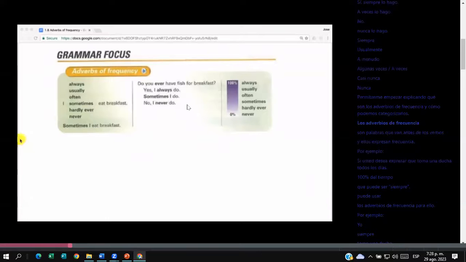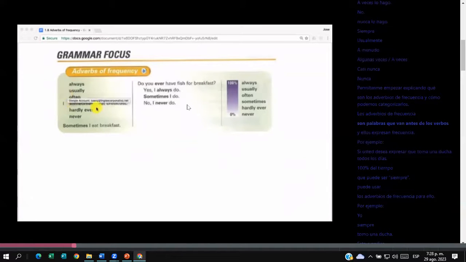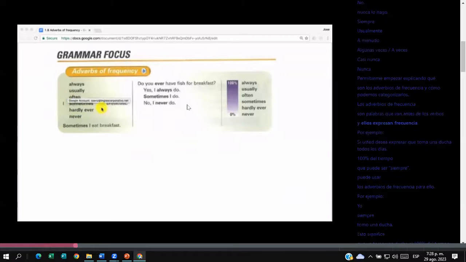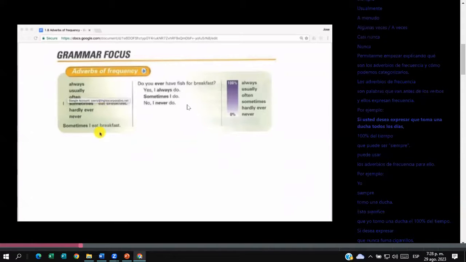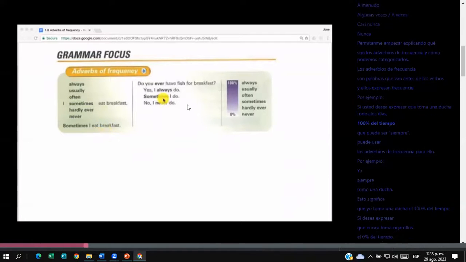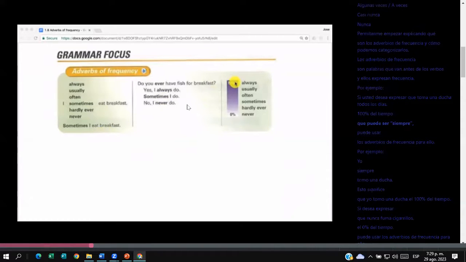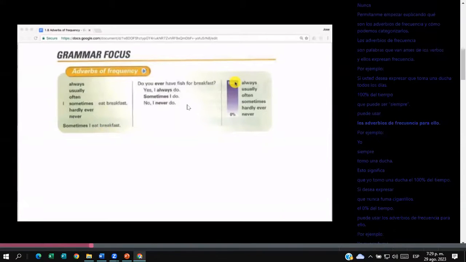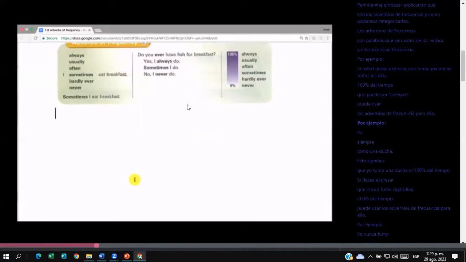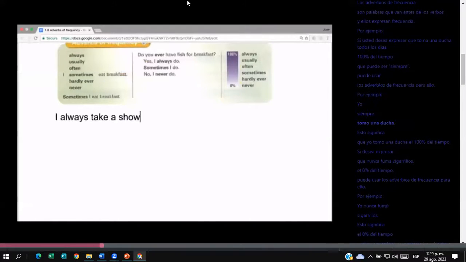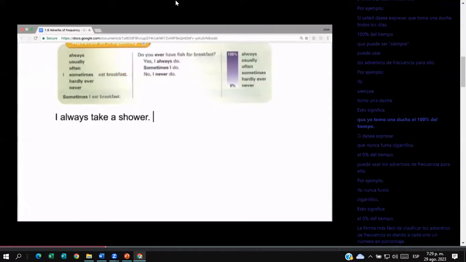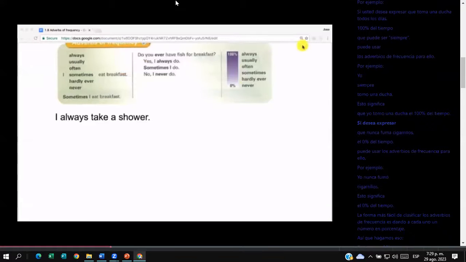Adverbs of frequency are words that come before the verbs, and they express frequency. For example, if you would like to express that you take a shower every day, 100% of the time, that will be always, you can use adverbs of frequency for that. For example, I always take a shower. This means I take a shower 100% of the time.